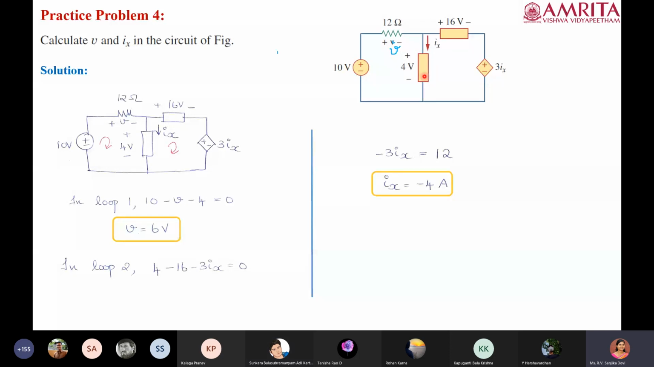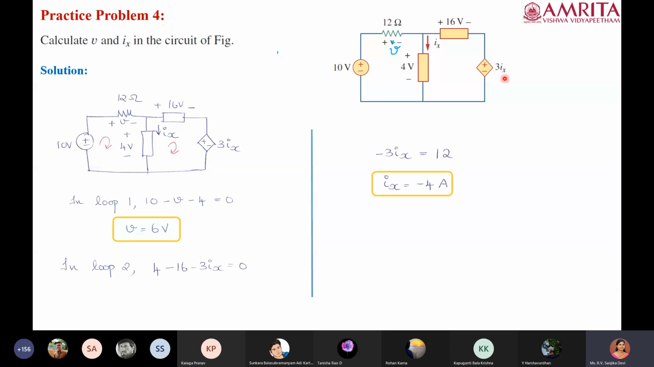Since the voltage is already given, we are not worrying about this Ix, which is flowing through this particular element. But this Ix is important in the circuit, because this particular dependent source, 3Ix, is a current dependent voltage source. Since it is a dependent source, we have to tell which current it depends on. That is the reason why they have given this Ix in the circuit: depending on this Ix, this particular voltage will vary. That's the reason why they have given Ix.